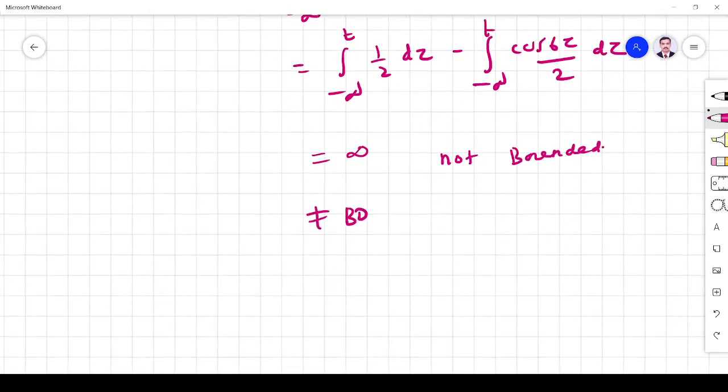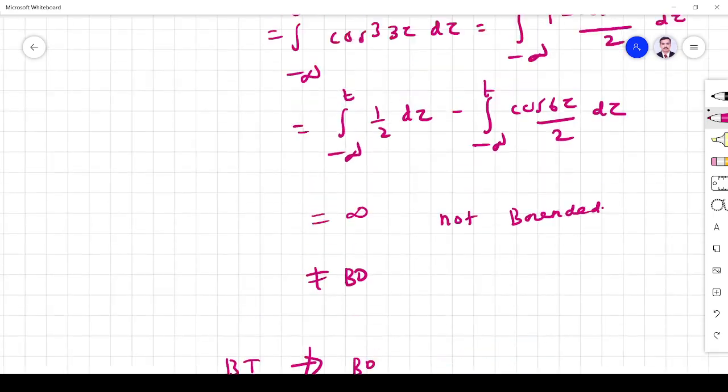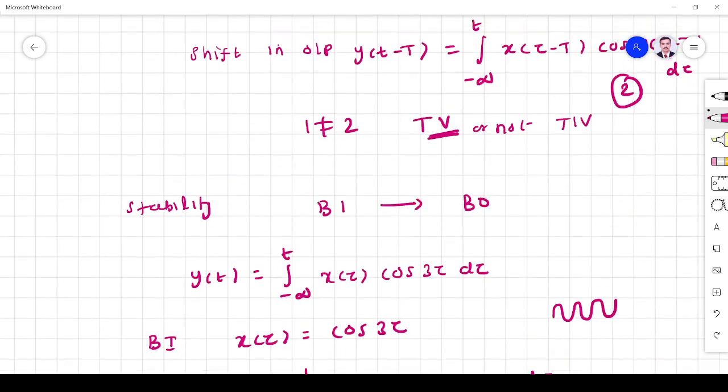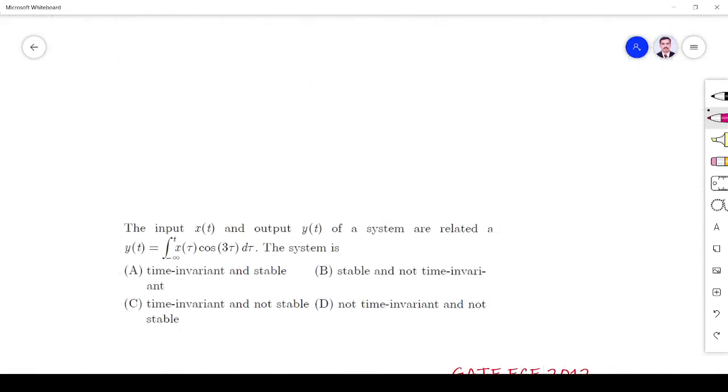So a bounded input is not producing bounded output, so it is not stable. The given system is not stable and not time invariant. So the answer is that it is not time invariant and it is not stable. Option D. Thank you.